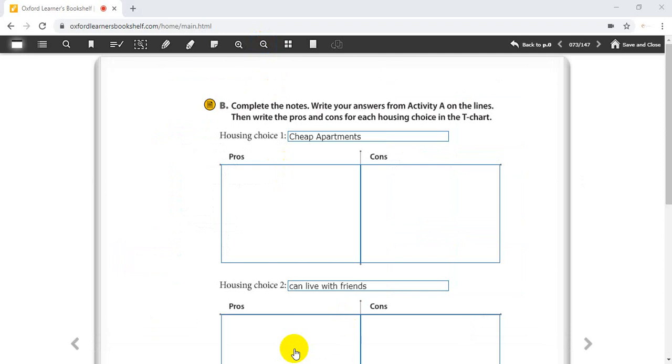All right, now let's have a look at the answers. Okay, so the first choice was cheap apartments. Students can live in cheap apartments downtown. Downtown is basically away from the city center. So let's have a look at the pros and cons of all three choices.